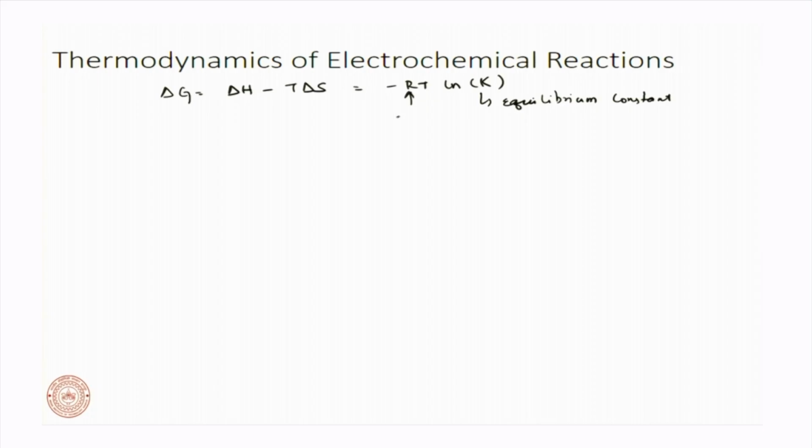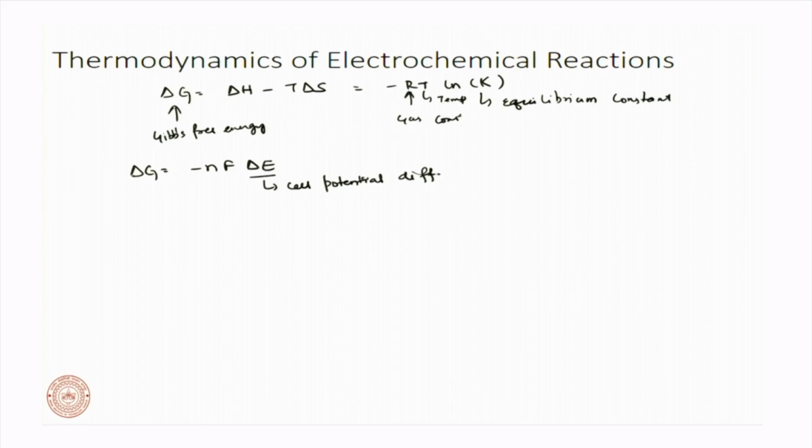RT, where R is the gas constant, T is the temperature. Delta G is the Gibbs free energy. Now, in an electrochemical system, this delta G is related to the electrochemical potential by the formula delta G equals minus nF delta E, where delta E is the cell potential difference.